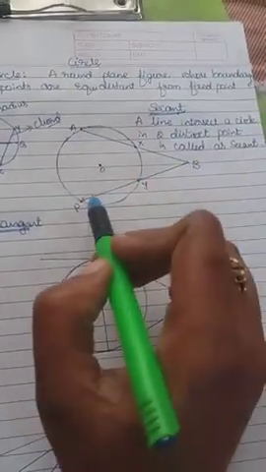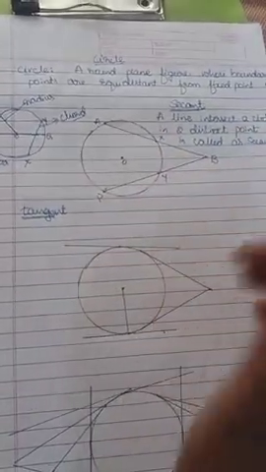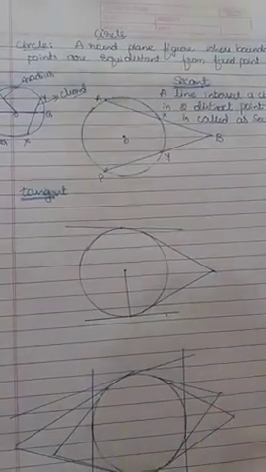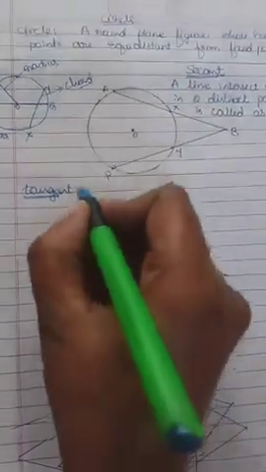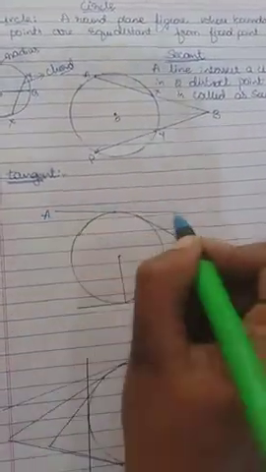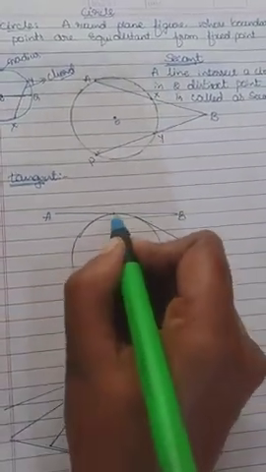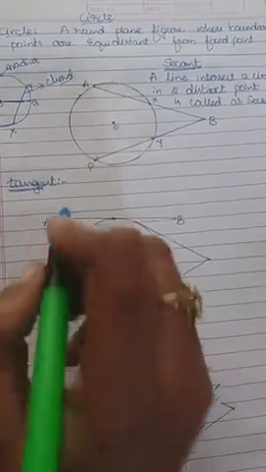Here I am using a pen because it's not clear to the camera, for that sake only. Okay, so let us know what a tangent is. Tangent means a line which touches the circle exactly at one point. If we take AB as a tangent, this line touches the circle at one point only. That is called a tangent.